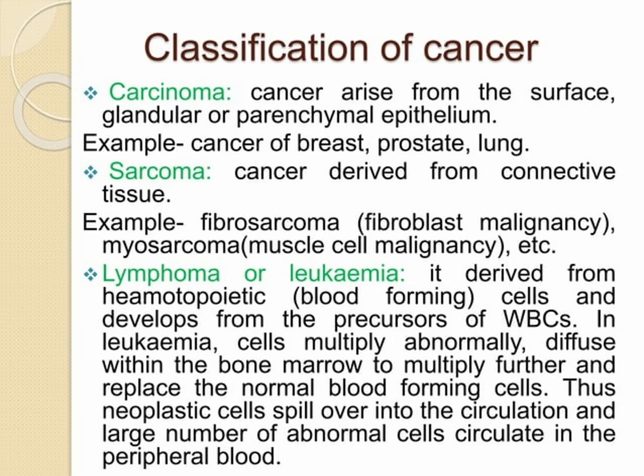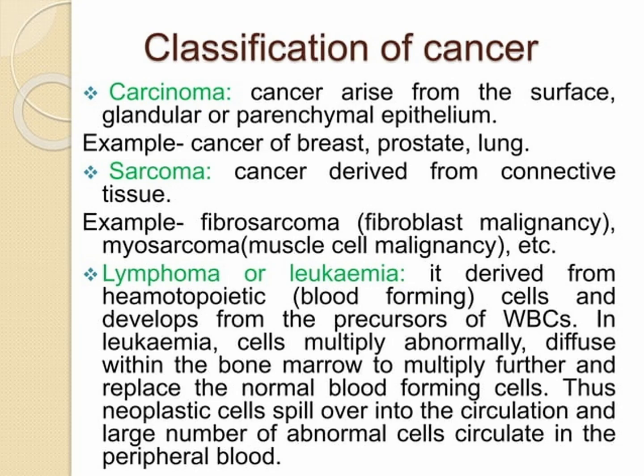And next is lymphoma or leukemia. It is derived from hematopoietic cells, that is the blood cancer. Leukemia is the blood cancer. It is derived from hematopoietic blood forming cells and develops from the precursors of the WBCs.